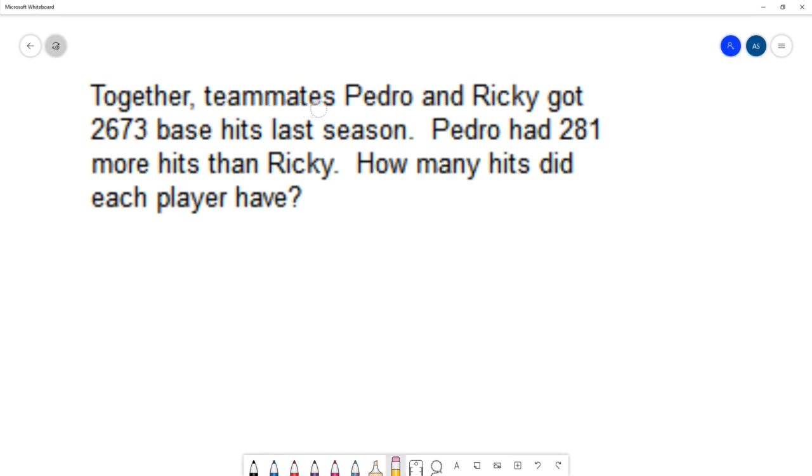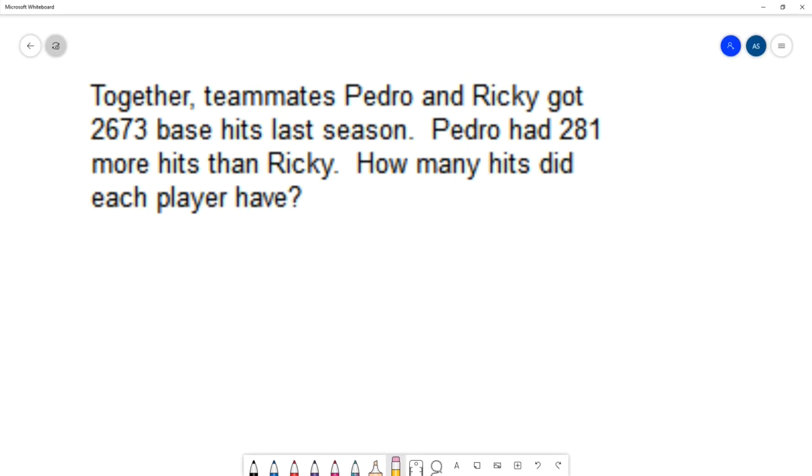Together, teammates Pedro and Ricky got 2,673 base hits last season. Pedro had 281 more hits than Ricky. How many hits did each player have?